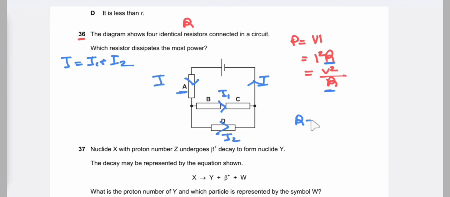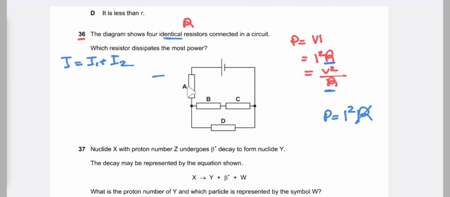By using the formula, power is equal to I squared R. All the resistors are identical, so the resistance is the same. Now, the one which has the highest current would have the highest power. The highest current is in option A, and this current I is divided into B, C and D. So the power is also highest for option A.